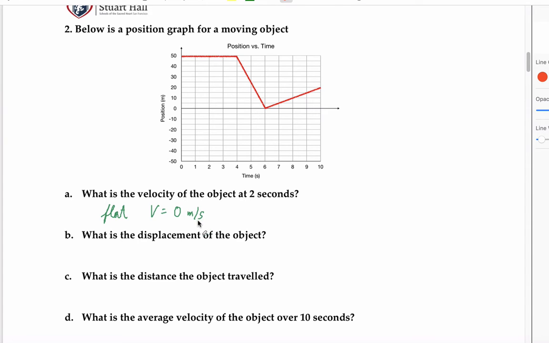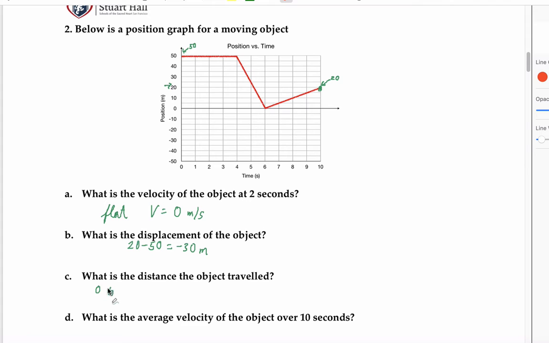Now we want the displacement of the object over 10 seconds. So you notice right here, we're at 20. Remember, you look at the position mark. So what we have is that the final position is 20, having started at 50. So that means 20 minus 50 is negative 30. Again, if you want to know where I'm getting those numbers from, it's right here on this vertical, up and down axis.